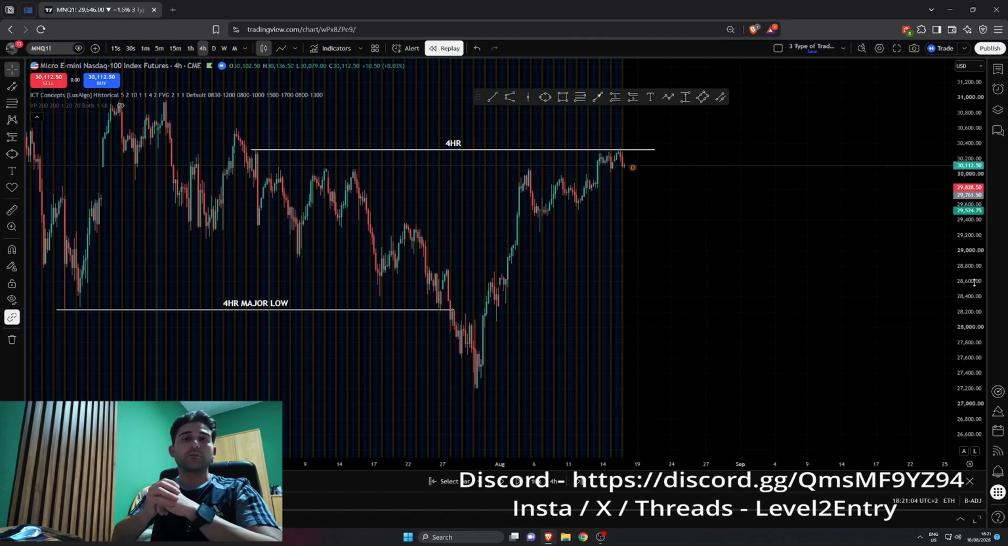Today I will be explaining a short setup that I took on NQ yesterday, 17th of August. I shall go, like usual, through how I decided the bias for the day, how I marked my key liquidity point, and also all the way down to the 1 minute time frame for the short entry.